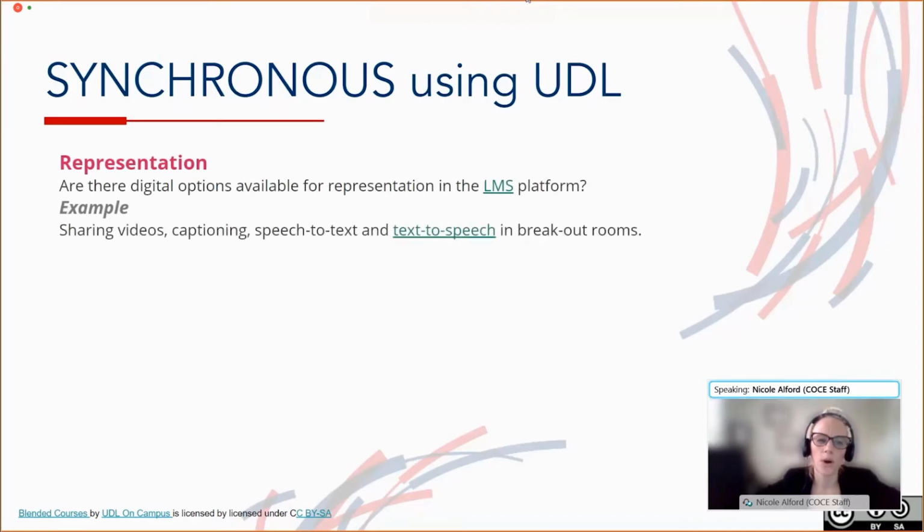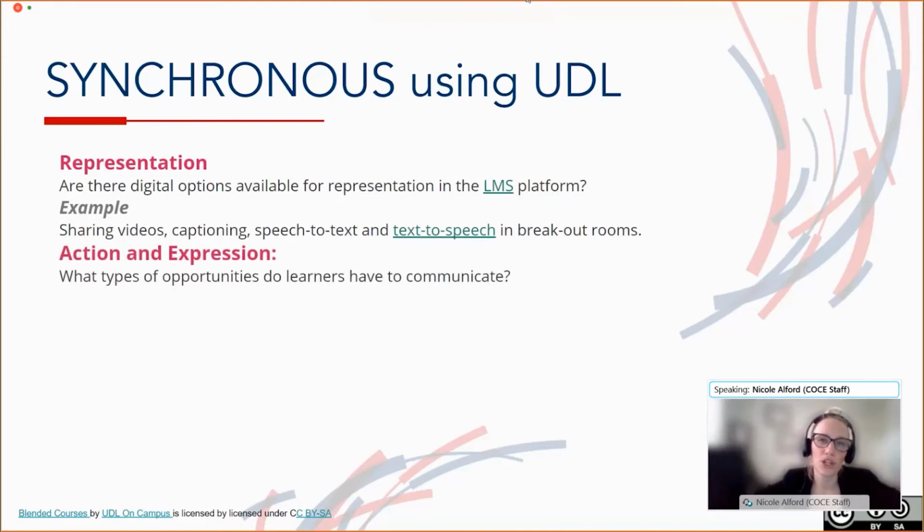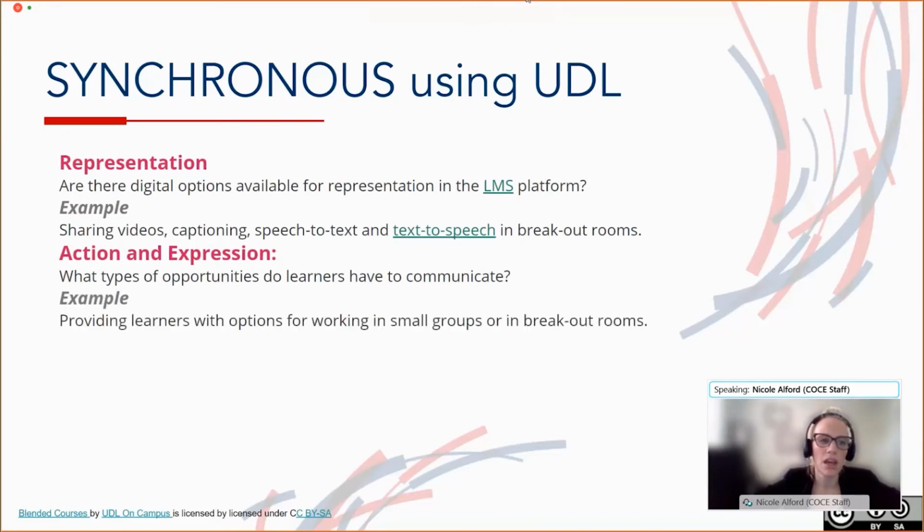So thinking about what options are there in Canvas, or maybe on another tool, where you can have captioning or speech to text. Maybe it's just a YouTube video that you have captioned, or Microsoft Stream, or some other platform that you run your videos through to get them captioned, or a transcript. What types of opportunities do they have to communicate with each other? So having them work in small groups or breakout rooms can be a helpful tool in synchronous discussions.